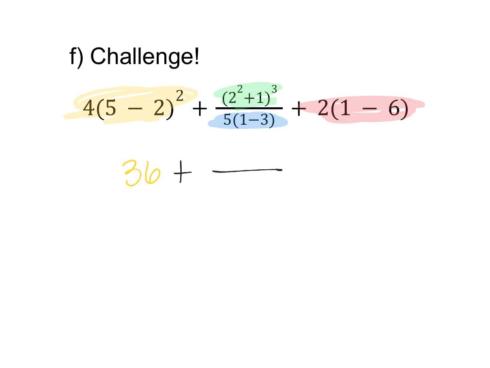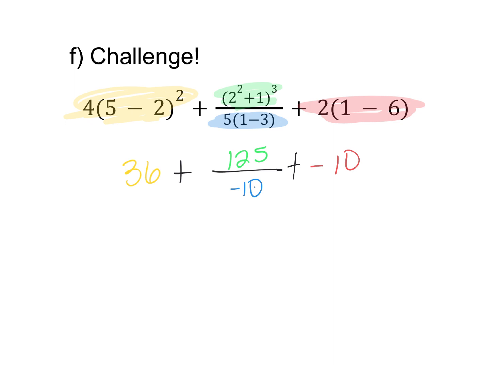Plus, and now I'm going to do the green part. So 2 squared plus 1 to the third. I'm getting 125. Okay, let's go ahead and do that denominator, the blue part. Type that in your calculator. 5 parentheses, 1 minus 3. I believe you get -10. And then the last part, 2 parentheses, 1 minus 6 should also be -10, I believe. Yeah. Okay, and then there's a plus sign in between.